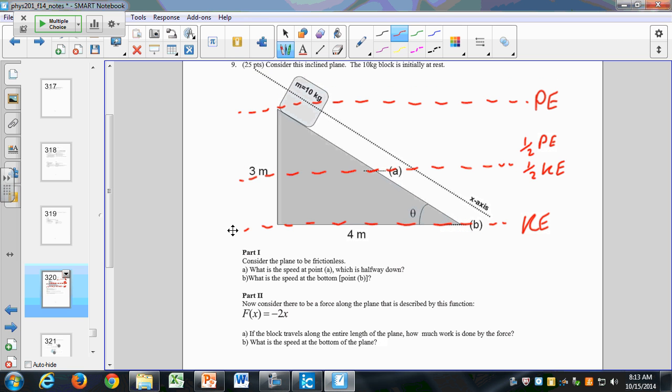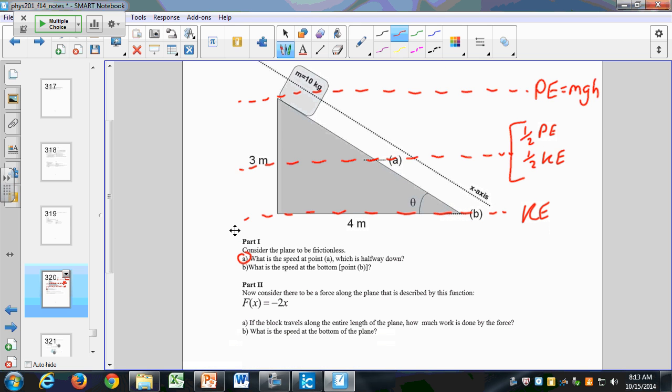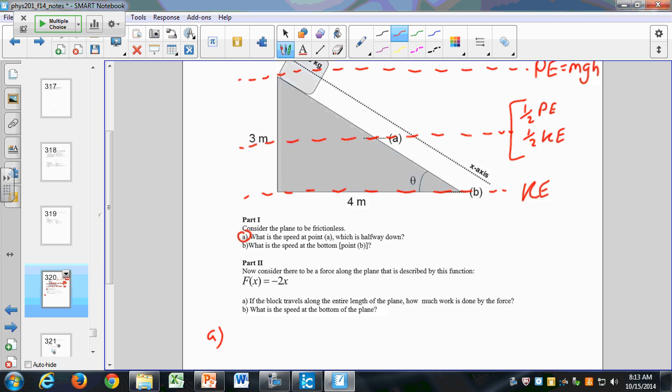So at the top, if I'm looking at part A, I can find that the potential energy is equal to mgh. And part A asks for the speed at this point. And so I'll come down here for part A. I will say that the total potential energy, this is at the top, I'll call it T, is equal to the potential energy at point A plus the kinetic energy at point A.